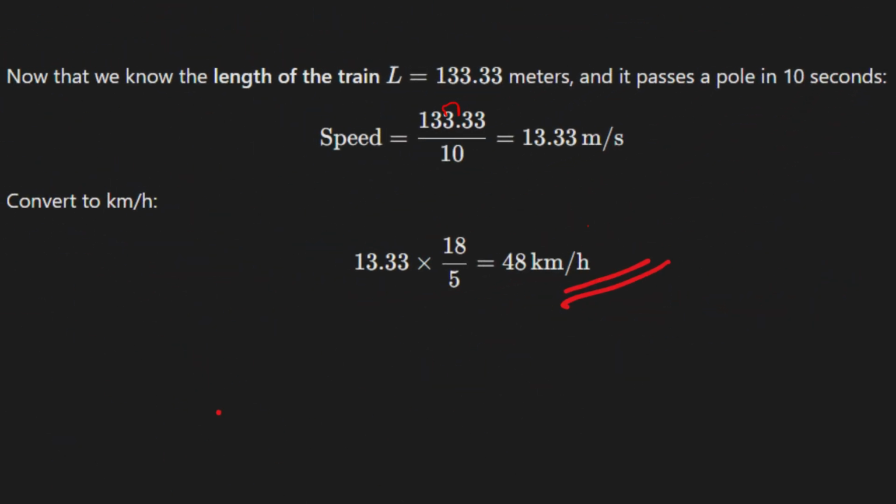As we know the length of the train now, L is equal to 133.33 meters, and it passes a pole in 10 seconds. Let's convert to km per hour. We know we have to multiply with 18 by 5. We got an output of 48 km per hour.